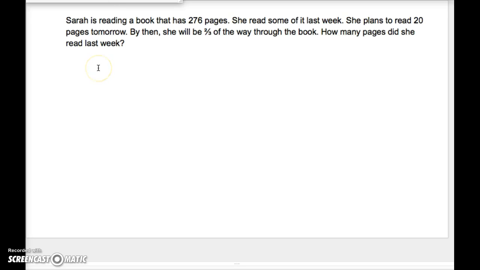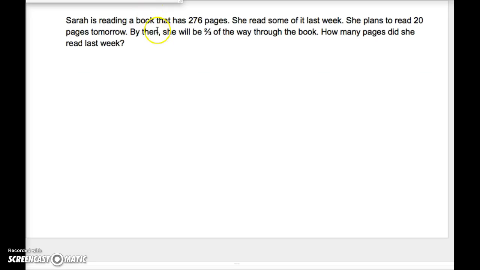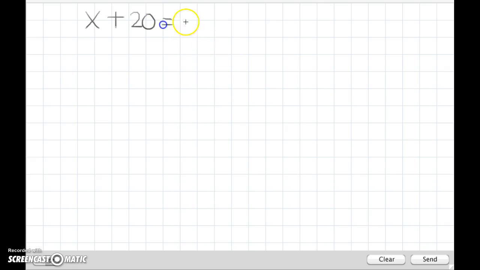Okay, so she read a book that has 276 pages. She read some of it last week. We have no idea. That's your X. She's going to read 20 pages tomorrow. So as I set this up, she read some last week, don't know. She's going to read 20 pages tomorrow. And then it says by then she will be 2/3 of the way through the book. Well, the book had 276 pages in it. So if she's 2/3 of the way, we'll just take 2/3 times 276. First thing we can do is take 2/3 times 276.